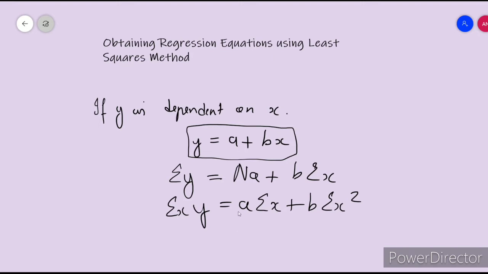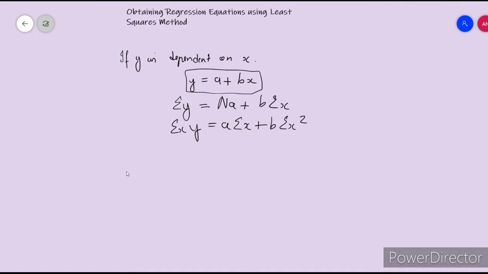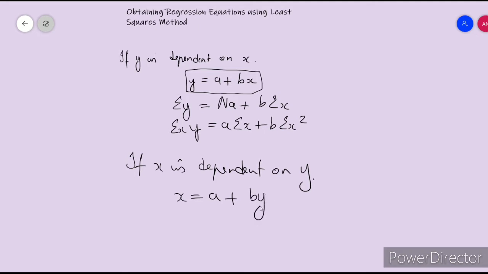And if x is the dependent variable, if x is dependent on y, your regression equation of x on y will look like this, where a will be the intercept, the x-intercept, which means it shows the value of x when y is equal to 0, and b will be the slope, or in this case it is also interpreted as the regression coefficient bxy.